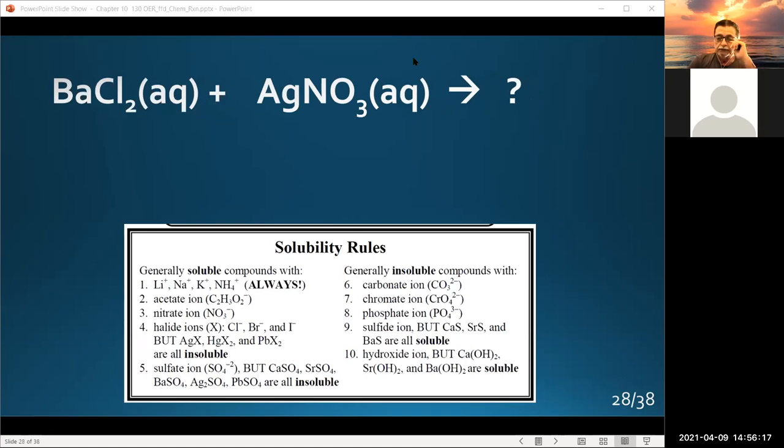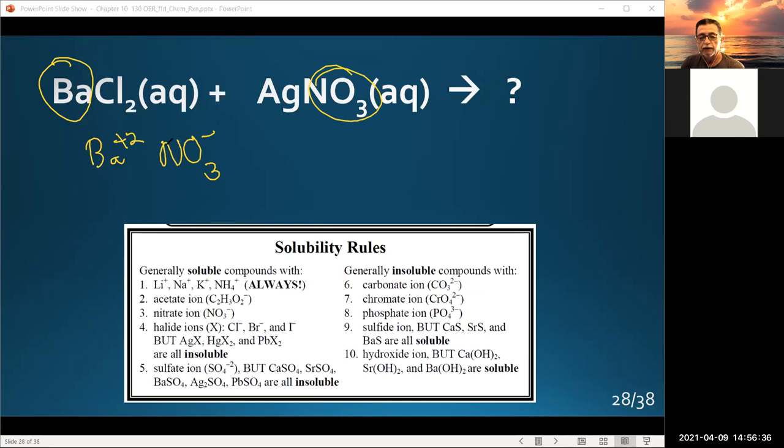All right. Let's do a couple more. New product will be barium and nitrate. Barium we know is a +2, and the nitrate would be a -1. And so that means I need 2 nitrates. So my new product would be barium, parentheses, NO3 nitrate.